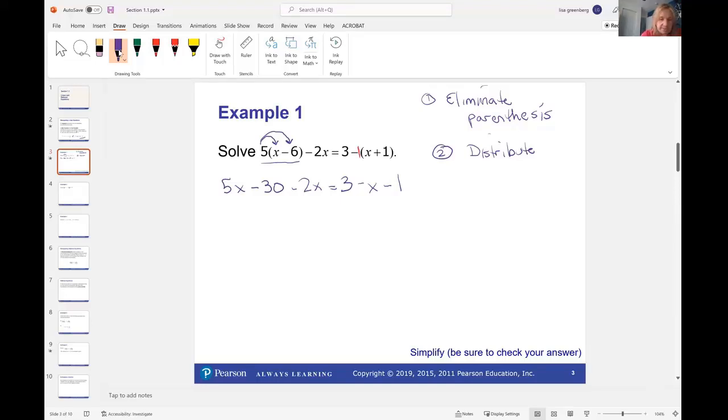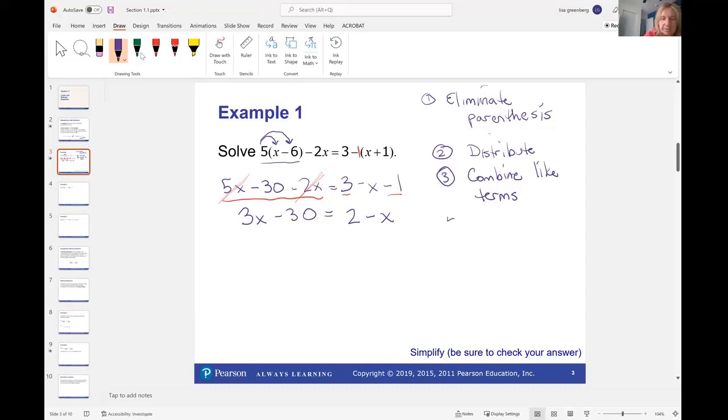Now I've distributed. The next thing I want to do is combine like terms. What does that mean? On the left-hand side I have 5x minus 2x. So 5x minus 2x is positive 3x. That takes care of this and this. And then minus 30 equals, and I'm going to combine like terms on the right-hand side. I have 3 minus 1, which gives me 2 minus x.